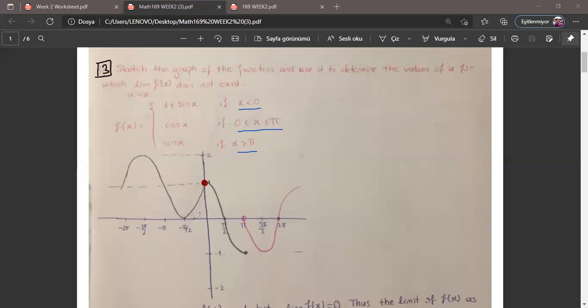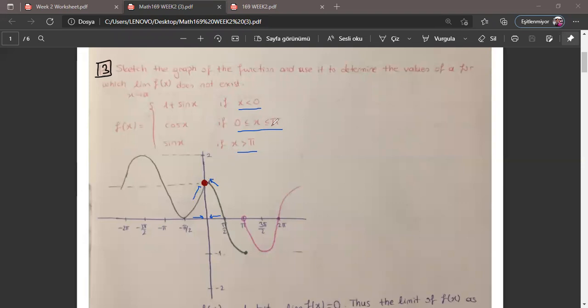So when we're approaching 0 from left, we see it's 1, and from right it's again 1. It's approaching 1, so the limit exists there and it's equal to 1. And the function is continuous because its value is again the same as its limit, it's 1. So the function is continuous and its limit is 1.